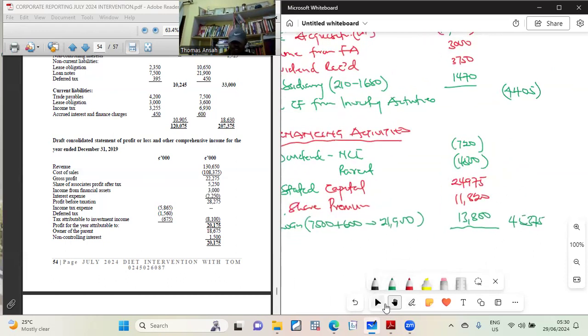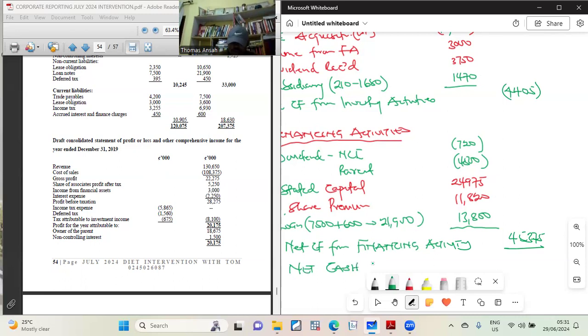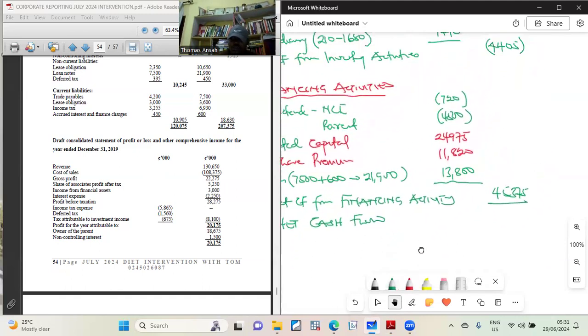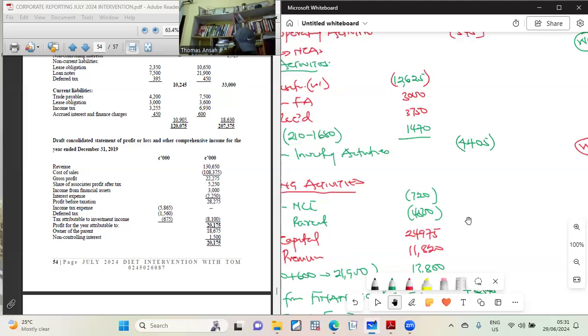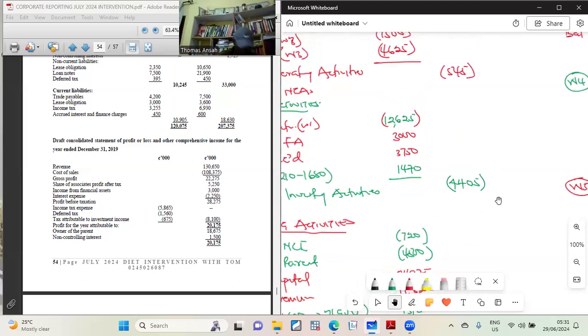But like I said, because of designation, let's push this one down here and call it net cash flow from financing activity. So I'll now total everything and get my net cash flow. All right, cash flow. Then, so I have this, minus 4,405 minus 545. So I have here 40,425.